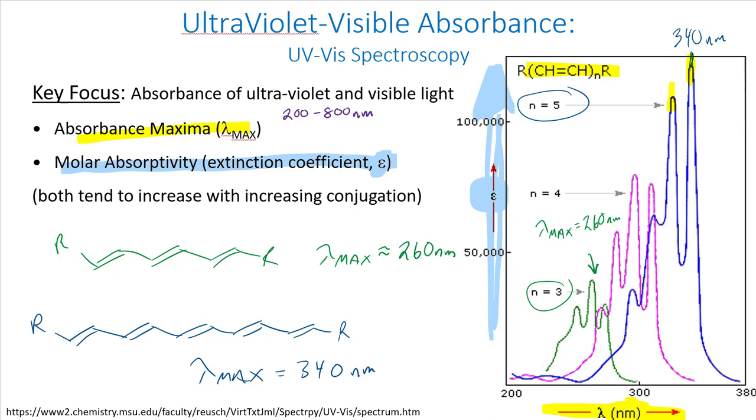And the thing for us to know is that the more conjugated an organic system is, the higher the lambda max value, the closer to the visible or deeper into the visible range it is, as well as typically higher molar absorptivities.